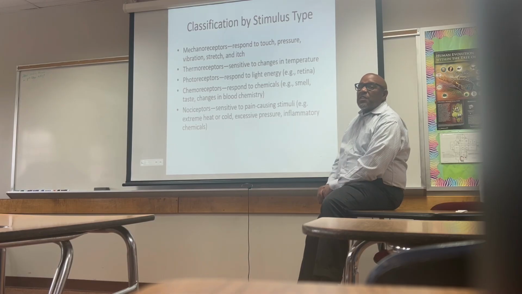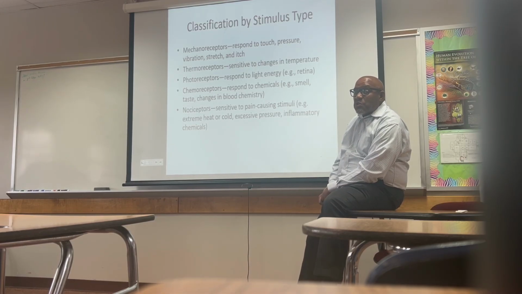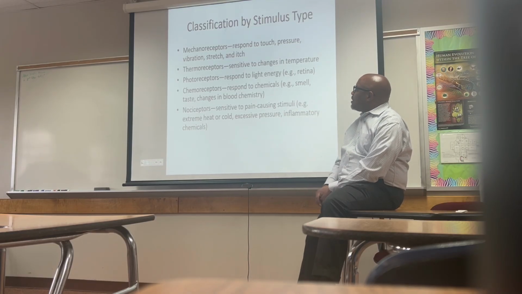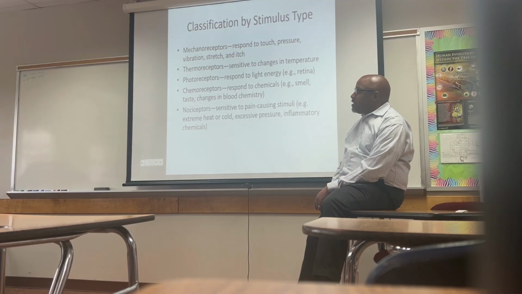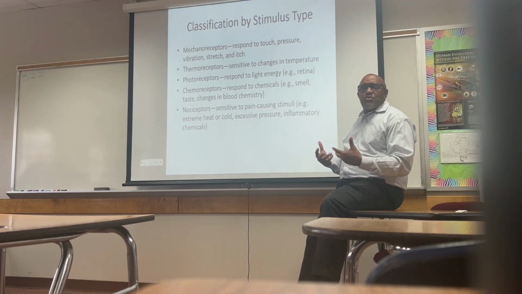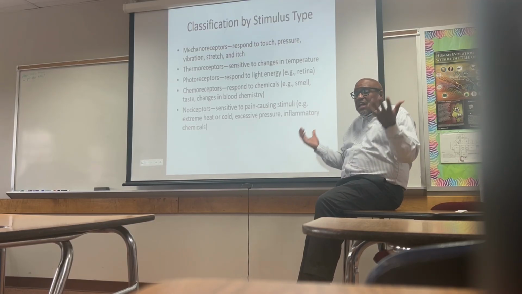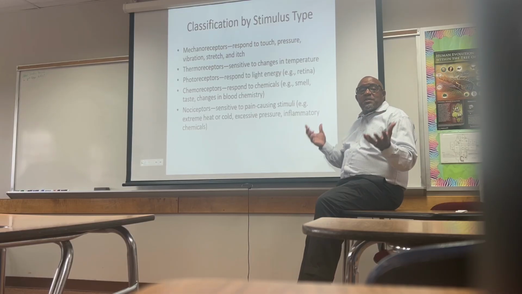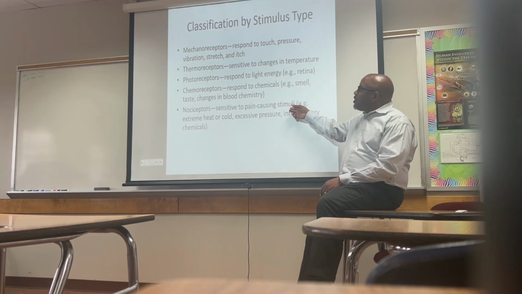Photoreceptors, light energy. There's only really one place you've got photoreceptors. Where do you think that is? There you go. All right. Chemoreceptors, all right? Smell is a chemoreceptor. Taste is a chemoreceptor. There are also chemoreceptors in other places in your body. It's like pH changes. You know, chemoreceptors say, hey, pH is way off. Something's wrong. All right. Nociceptors.